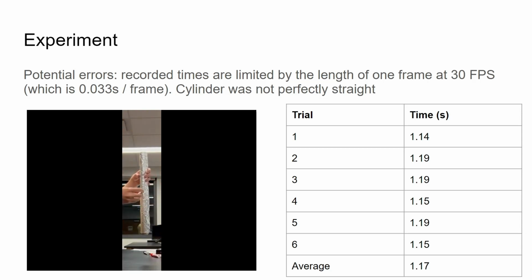This presents two potential errors. The first being that the tube wasn't held perfectly vertical, and the second being that the timestamps were limited by the length of one frame.